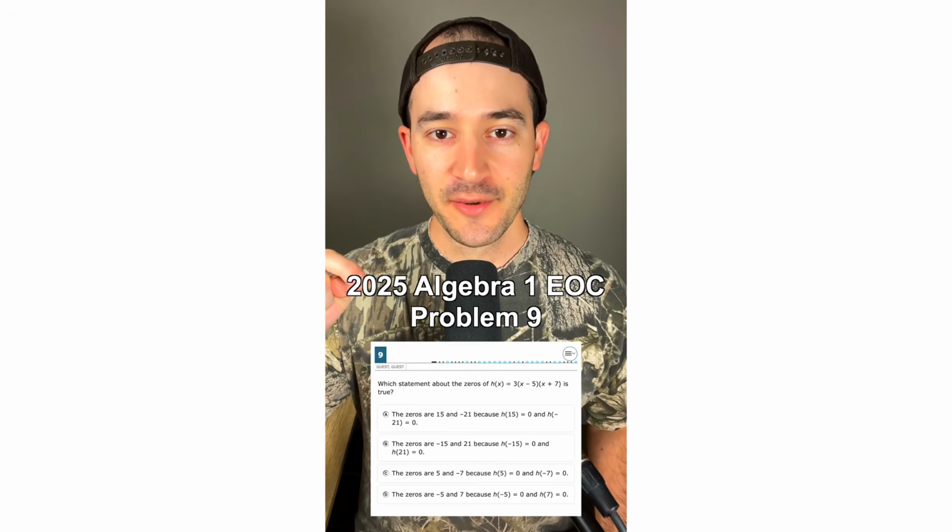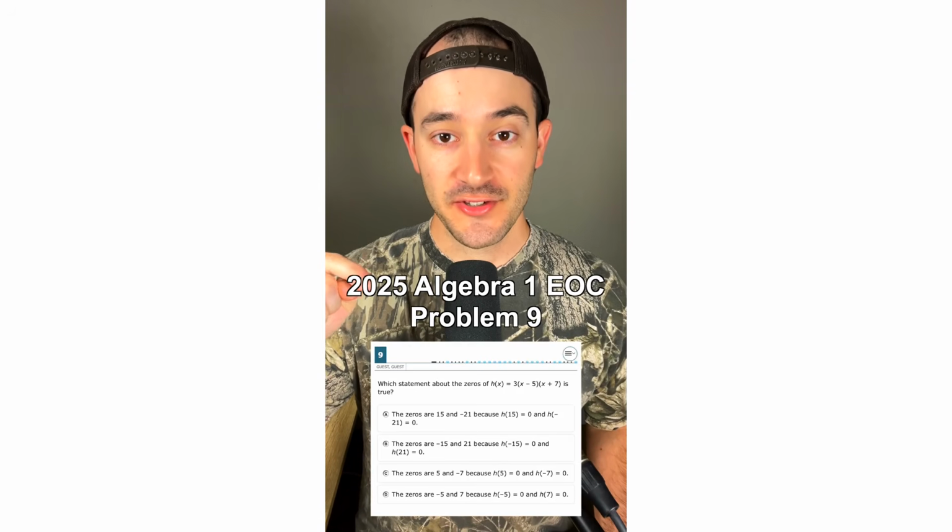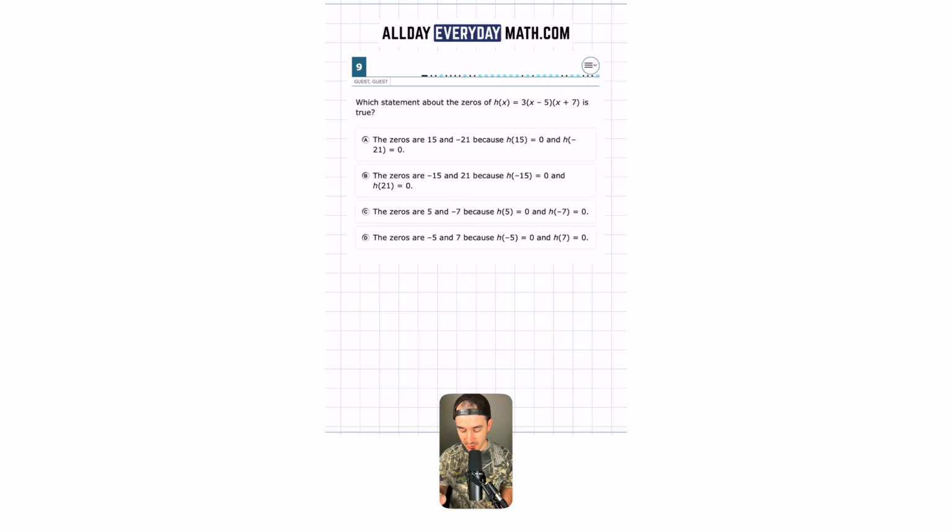This is number 9 from the 2025 Algebra 1 EOC. It says, which statement about the zeros of h of x equals 3x minus 5 times x plus 7 is true? So we're dealing with a quadratic function, and I know that because if we multiplied all this out, we would end up with x squared and then the rest of the equation. Now they're asking a question about the zeros of this function.